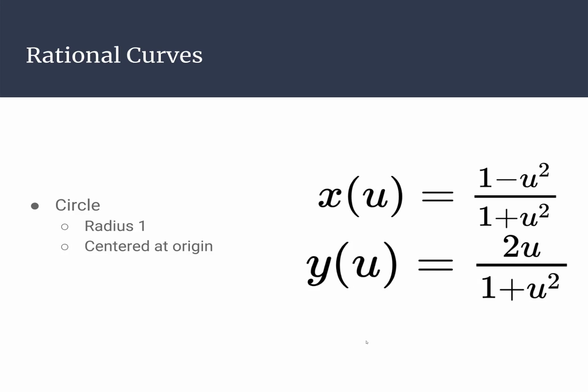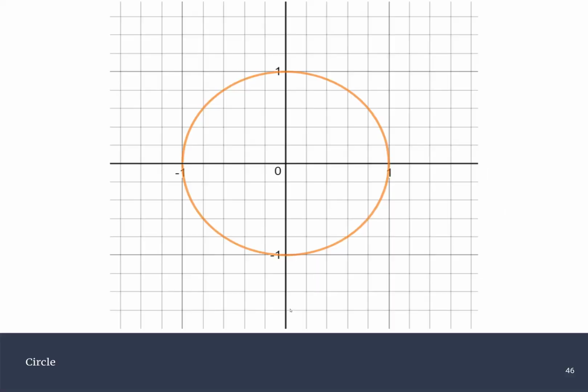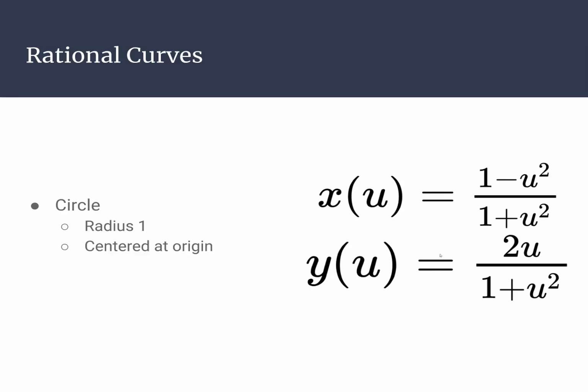Here we have an example of a circle. In this example, the radius is 1, and the circle is centered at the origin. Here we have the two equations that represent that circle. This is a diagram or graph of the circle represented by these two equations.